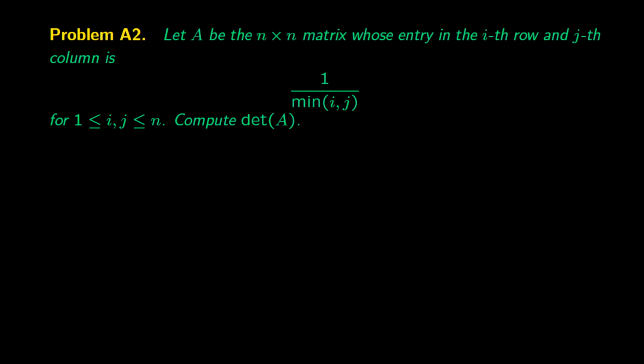In this video, we introduce Sungkhan Chang's solution of problem A2 of the 2014 Putnam competition. Let A be the n by n matrix whose entry in the ith row and jth column is 1 over the minimum of i and j. Compute the determinant of the matrix A.